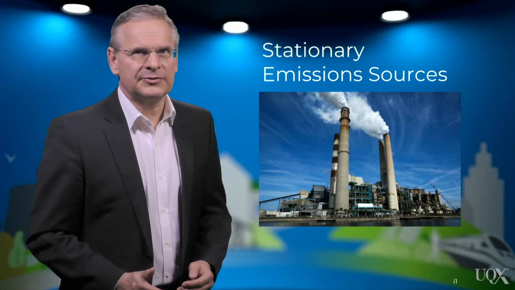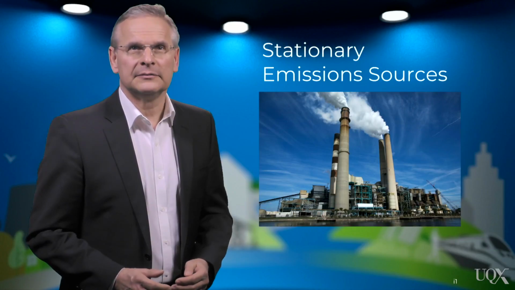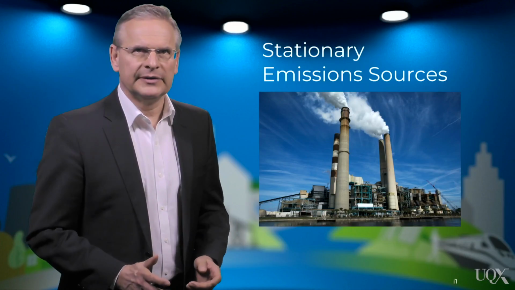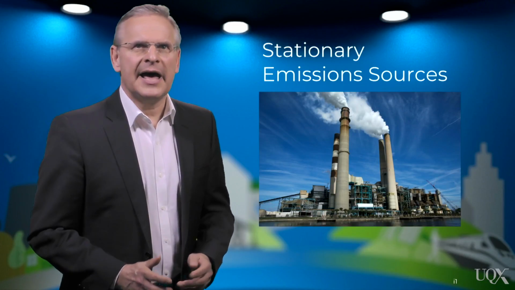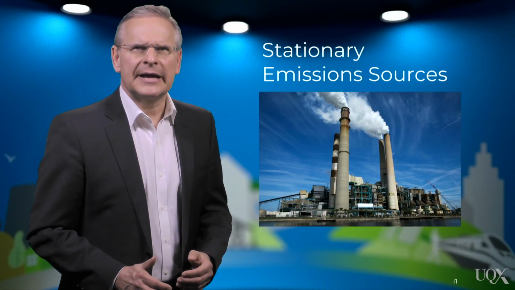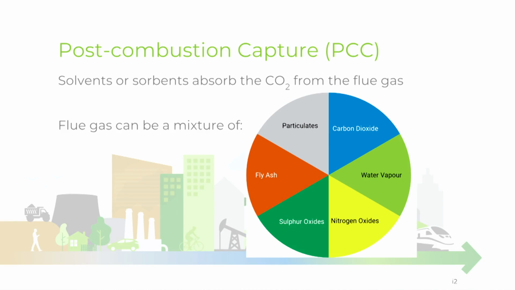Many industrial and electrical fossil fuel combustion processes are stationary or immobile. Plants like coal and natural gas-fired power plants, steel mills and cement processing plants have a chimney or a stack where all of the greenhouse gases, including carbon dioxide, are emitted. There are several processes that have been developed to capture or reduce the emissions released to the atmosphere during combustion. One of these is known as post-combustion capture, or PCC for short.